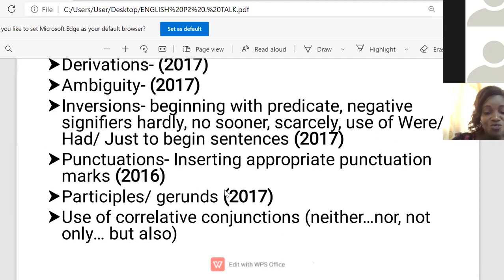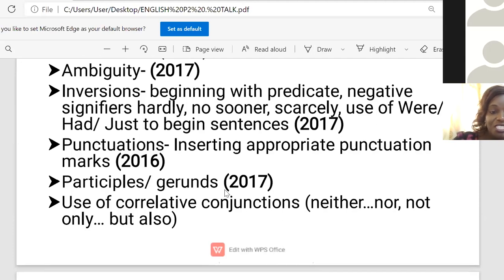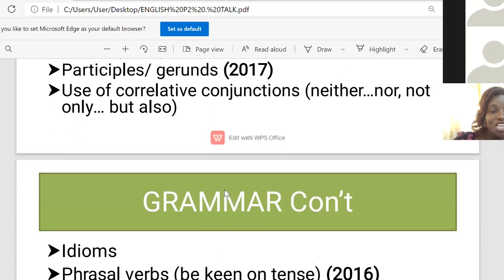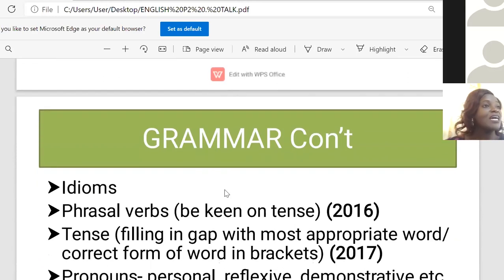Then, use of correlative conjunctions. These are conjunctions that come in pairs: neither nor, not only but also, no sooner than, etc. Then we have idioms and idiomatic expressions, tested in 2018. Phrasal verbs.